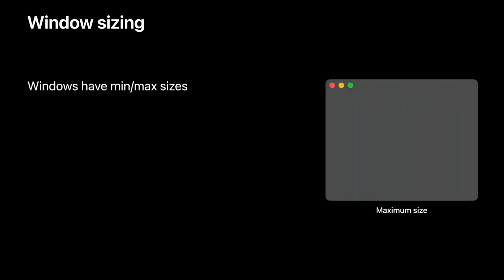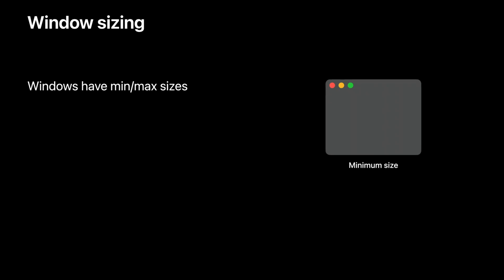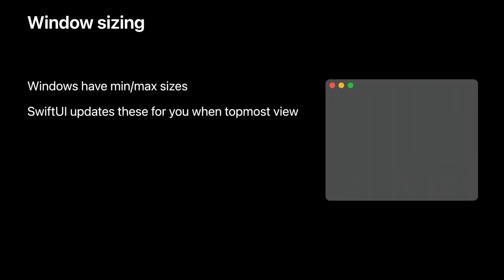Since windows can be resized by the user, they have a minimum and a maximum size. When hosting views are set as the top-level content view of a window, SwiftUI will automatically update that window's minimum and maximum size based on the content being displayed. And this lets windows be resizable, either vertically, horizontally, or both, depending on the content.